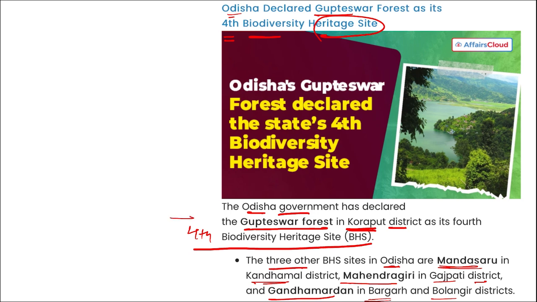So, which is the fourth now? That is the Gupteshwar Forest. It became the fourth biodiversity heritage site of Odisha. A question can definitely be asked from this point, that name the fourth biodiversity heritage site of Odisha. It is Gupteshwar Forest.